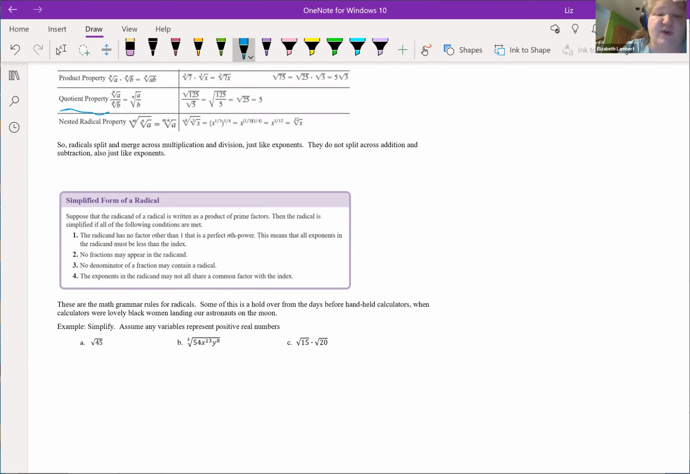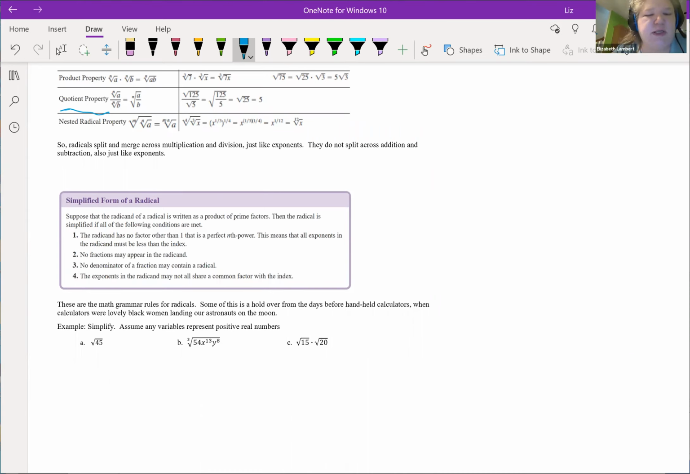No denominator of a fraction may contain a radical. Again, this is an antiquated rule before we had calculators, but the process of moving a radical from the bottom of a fraction is sometimes useful for some of the crazy problems we ask you in pre-cal and calculus. So we're still going to cover it, but understand that having to write your answer that way is kind of silly. And a lot of the really pretty calculators, not expensive, pretty, will actually rationalize for you. It's really nice.